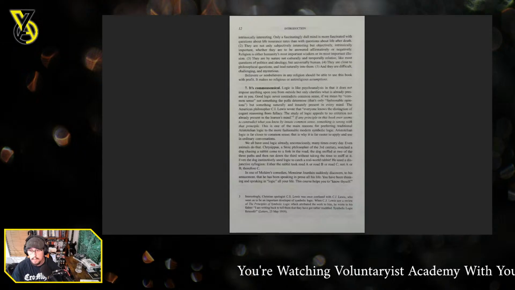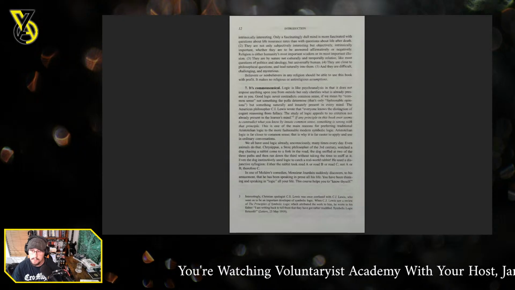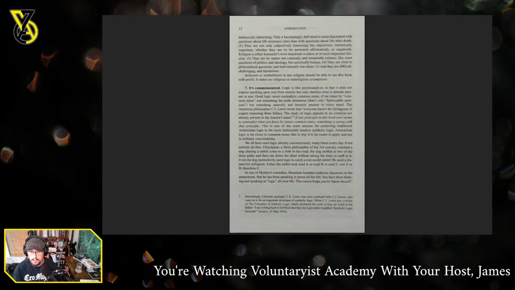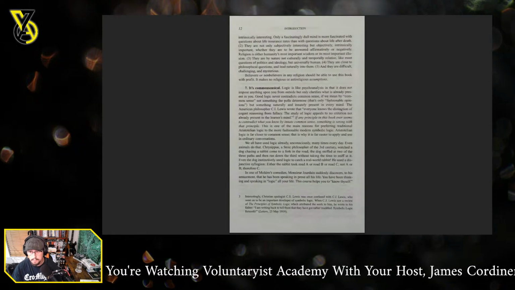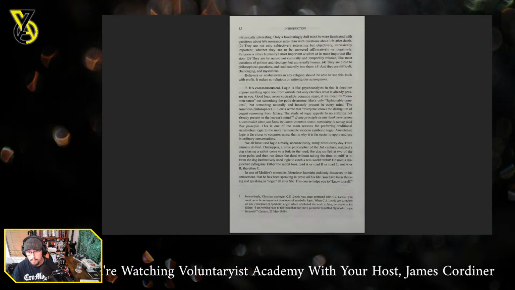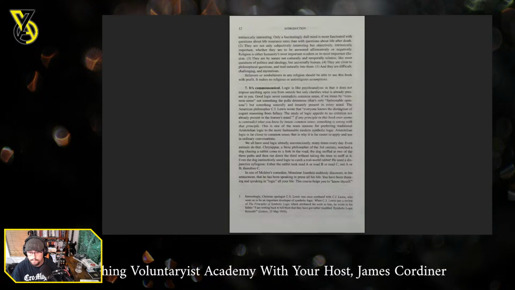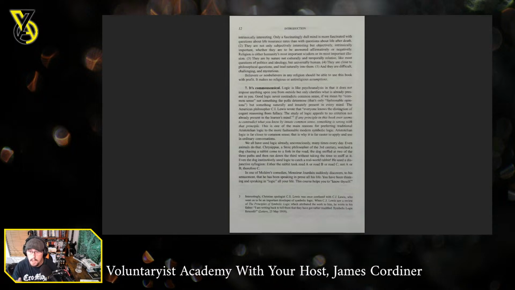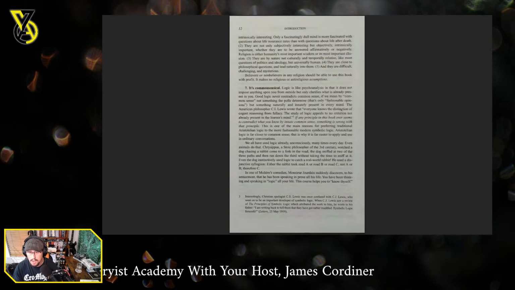The American philosopher C.I. Lewis wrote that, "Everyone knows the distinction of cogent reasoning from fallacy. The study of logic appeals to no criterion not already present in the learner's mind." End quote. If any principle in this book ever seems to contradict what you know by innate common sense, something is wrong with that principle.